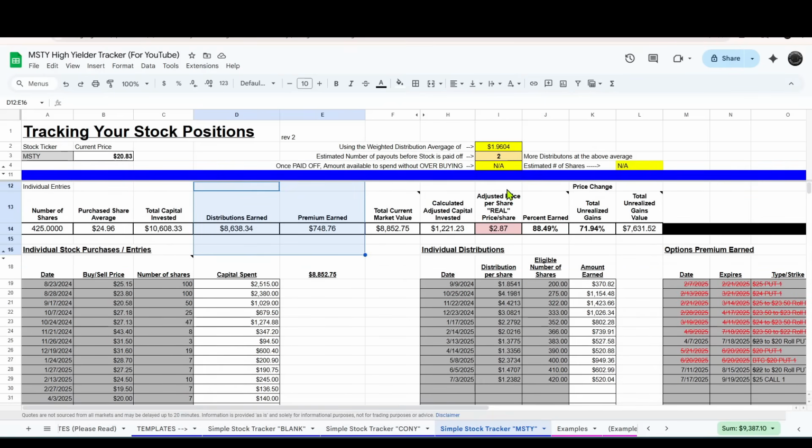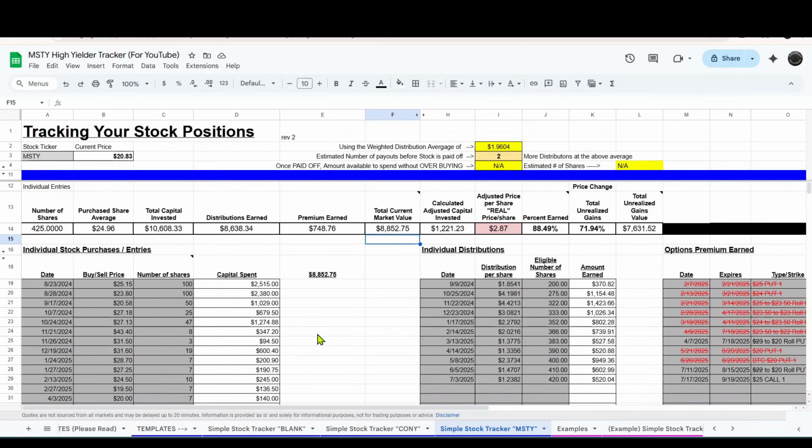So if you've been dripping the entire time, then your adjusted price per share here, or your real price per share, will be the exact same number as your purchased share average over here, because you don't have any additional money that offsets the total capital invested.